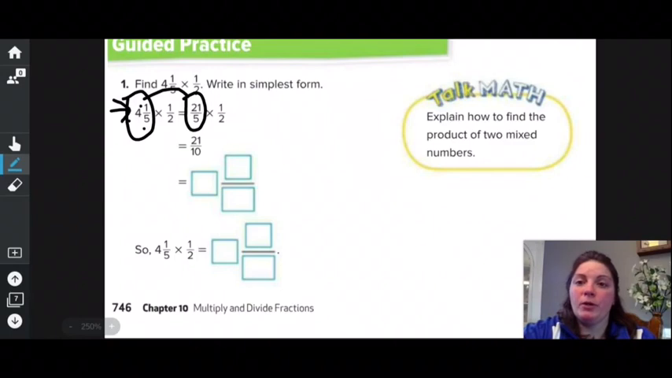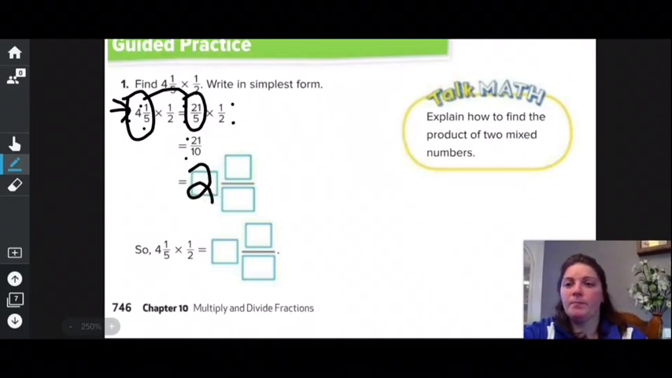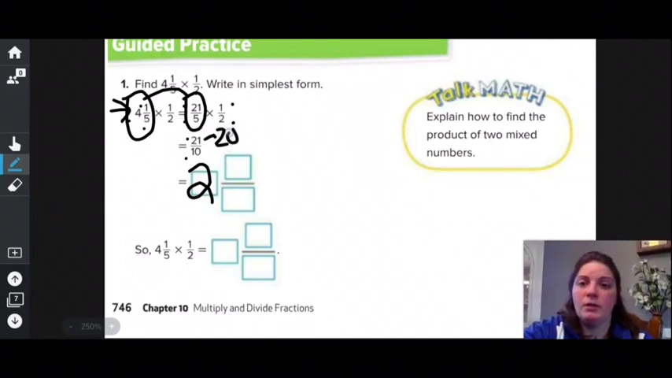Multiply your numerators. 21 times 1 is 21. 5 times 2 is 10. Simplify. How many 10s can you pull out of 21? 10, 20, 30 is too high. So you can pull out 2 groups of 10. 2 groups of 10 is 20. So what's left? 21 minus that 20 leaves you with 1, 10. I keep my denominator. So 4 1/5 times a half is 2 and 1/10.